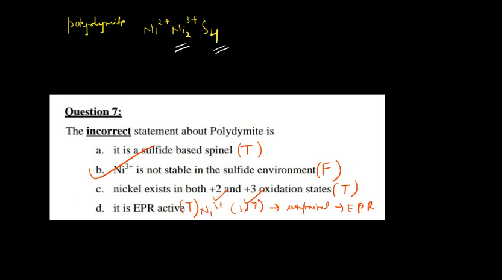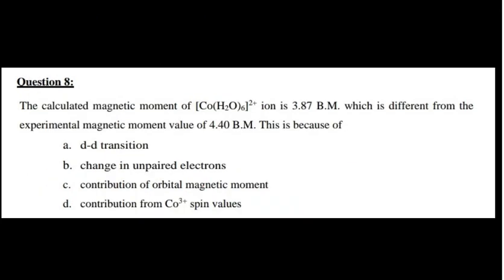Now moving to the next one. The calculated magnetic moment of this particular complex, which is given here, is different from the experimental one. The experimental magnetic moment is 4.40 Bohr magneton, but the calculated magnetic moment is based on the number of unpaired electrons. This complex is having 3 unpaired electrons.